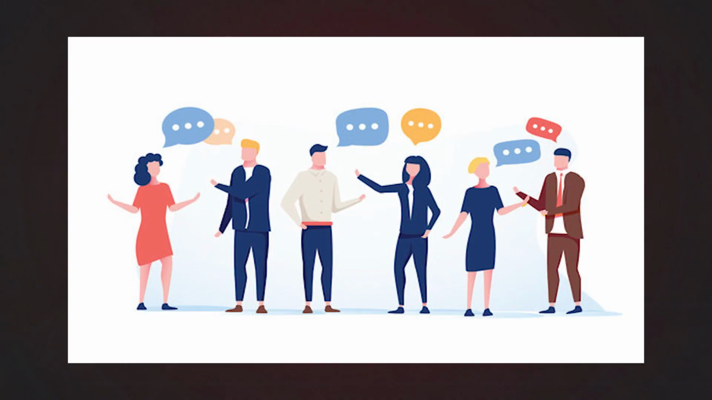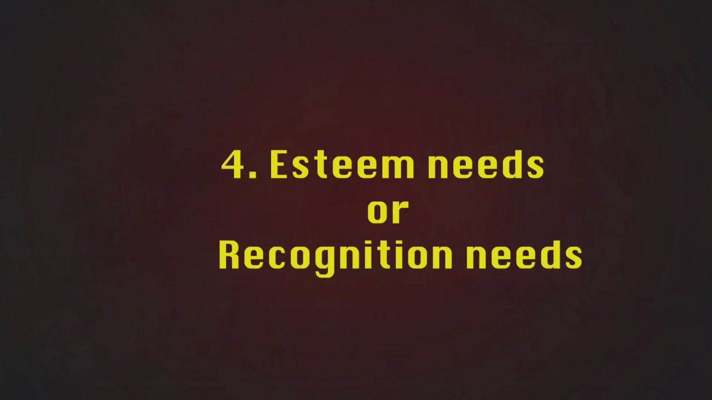Since people are social beings, they need appreciation and to be accepted by others. They want to establish relationships with others. Once social needs have been met, people desire, at the fourth level, self-respect, social status and recognition from others.